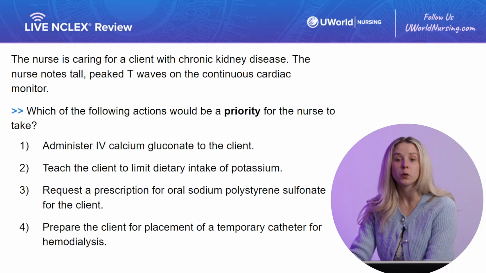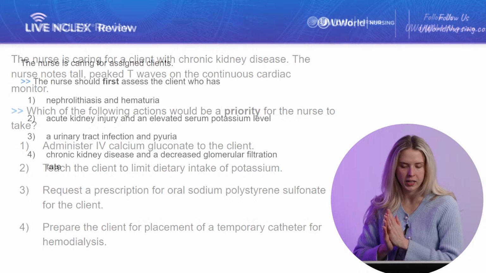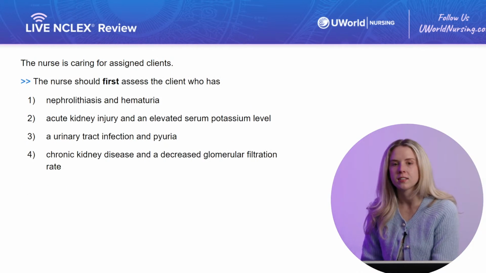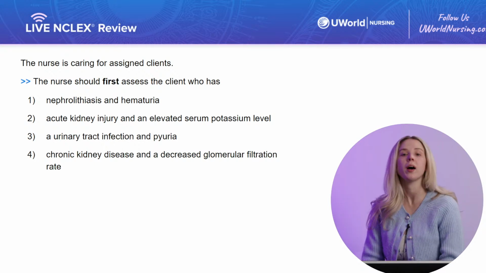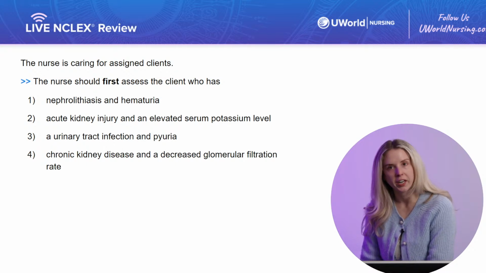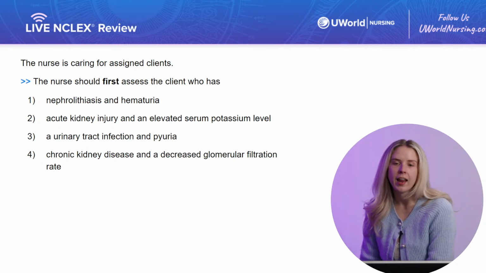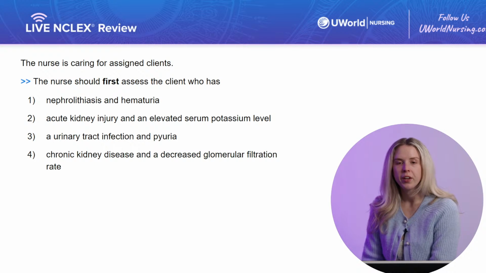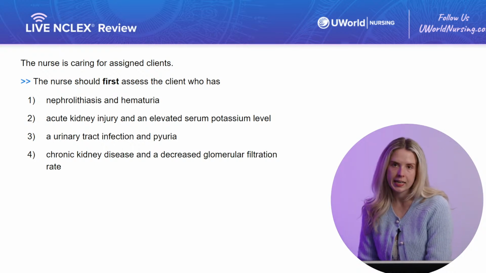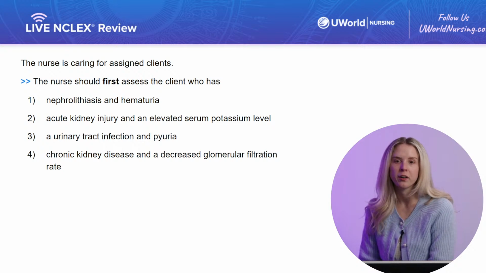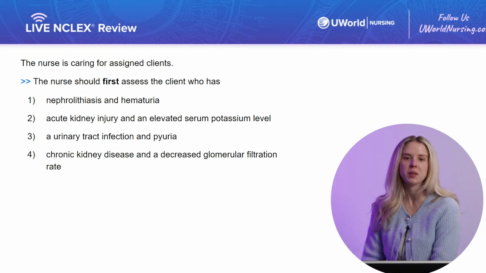Alrighty, so question number 3. Doing great, you guys. So question 3 says the nurse is caring for assigned clients. The nurse should first assess the client who has option 1, nephrolithiasis and hematuria, 2, AKI and elevated serum potassium level, 3, a UTI and pyuria, or 4, chronic kidney disease and a decreased glomerular filtration rate.